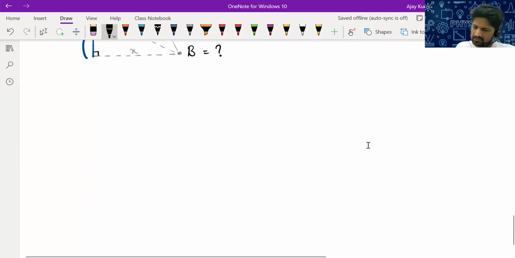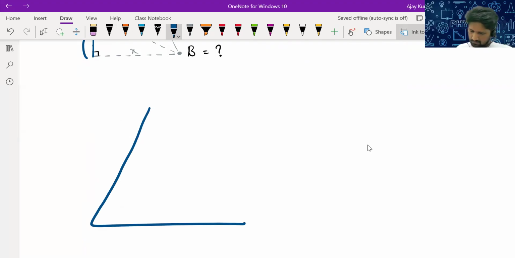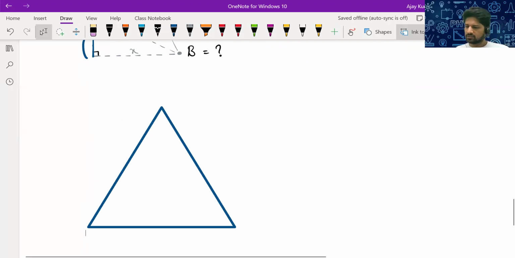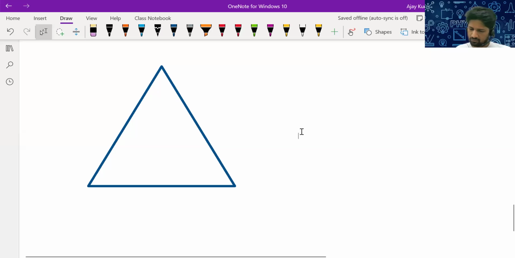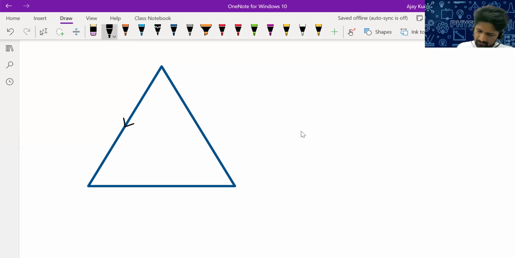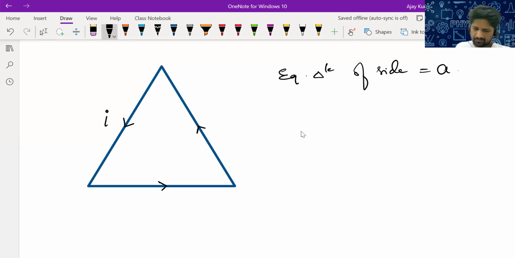Next, let's say there's an equilateral triangle in which a current flows. Assume the current is flowing this way. Let's say the side of the triangle is A. Calculate the net magnetic field at the centroid of the triangle.